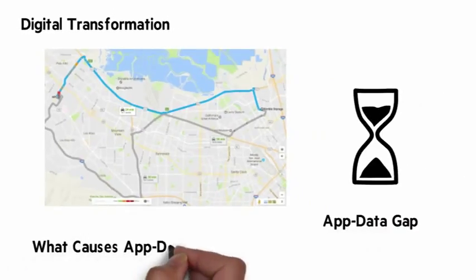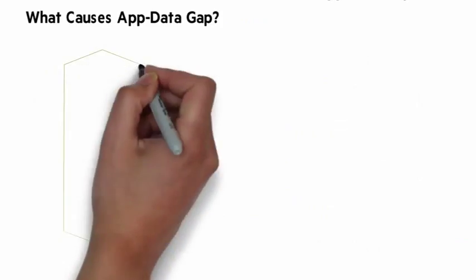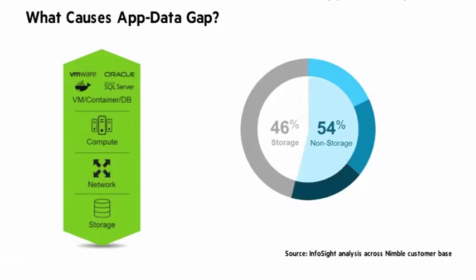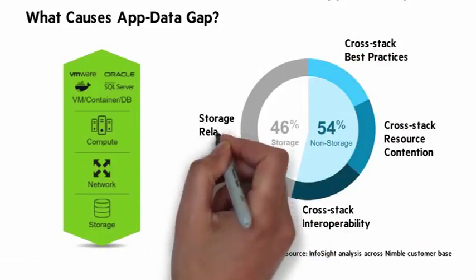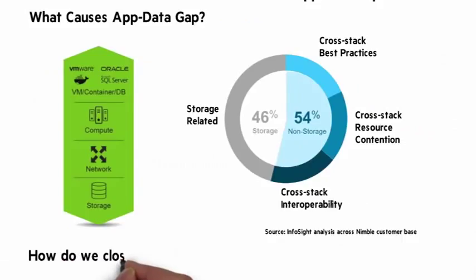Nimble has analyzed the causes of the app data gap. What they found out was very interesting. It's not caused by just one thing, and although storage often gets the blame for most of the problem, in reality, less than half the issues are actually caused by storage.